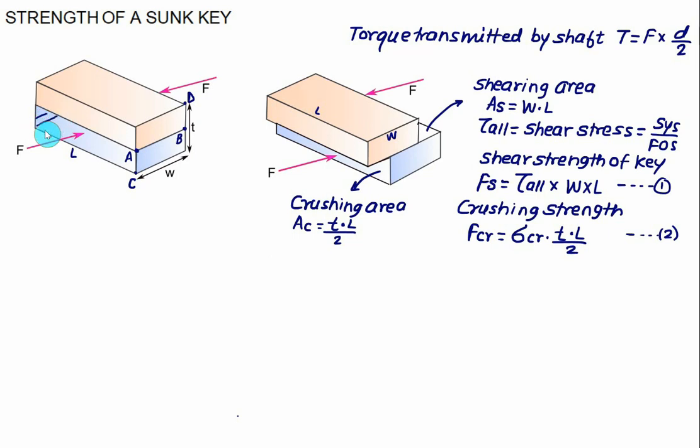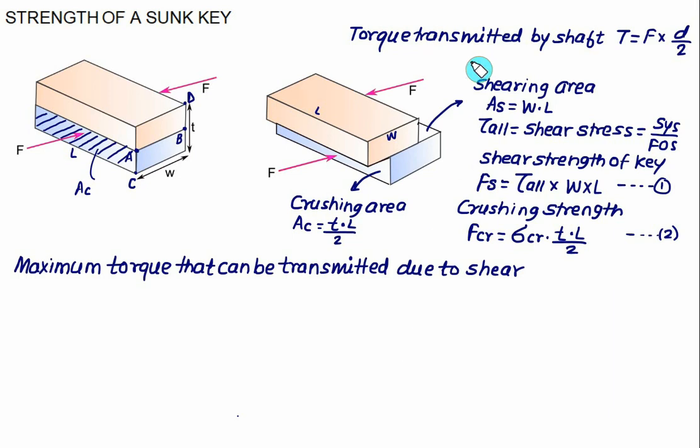This area is equal to the length multiplied by thickness divided by 2, because we assume here we have an equal portion in both the hub and the shaft. So this is our crushing area AC, and in between, the plane AB represents the shear area. So the shearing area is equal to W into L. The shear strength Fs is equal to tau allowable multiplied by the shear area W into L, and the crushing strength FCR is the crushing stress multiplied by the crushing area, which is T multiplied by L divided by 2.